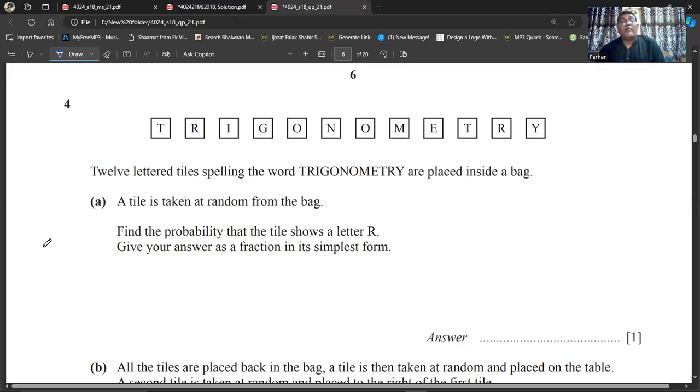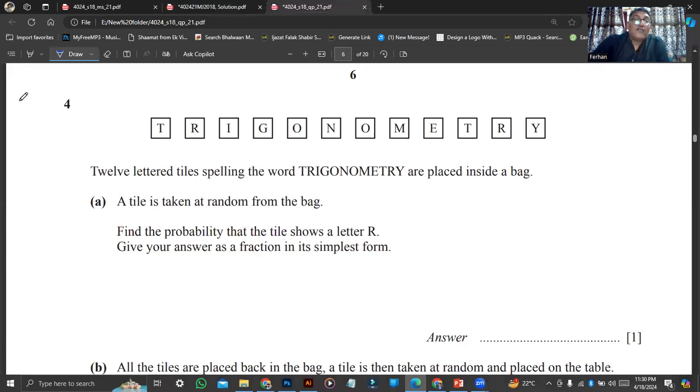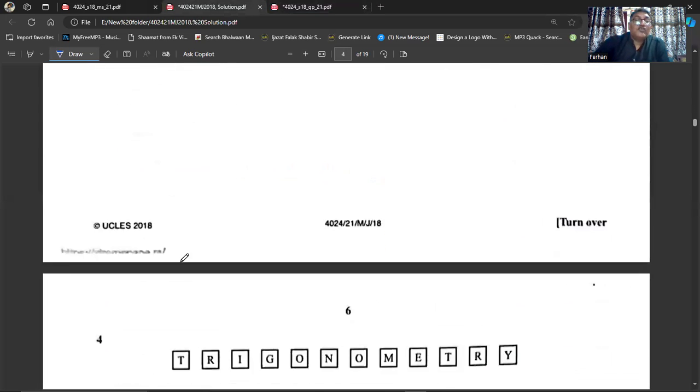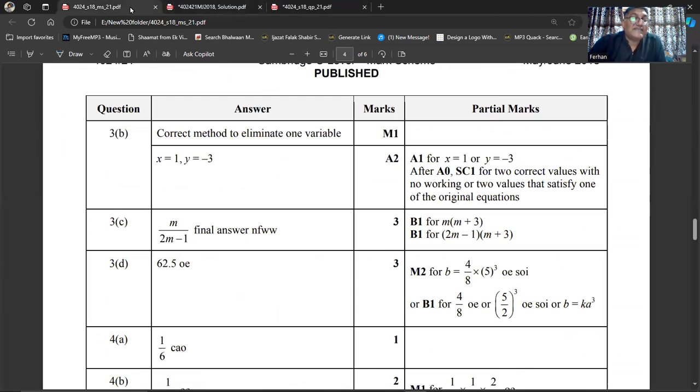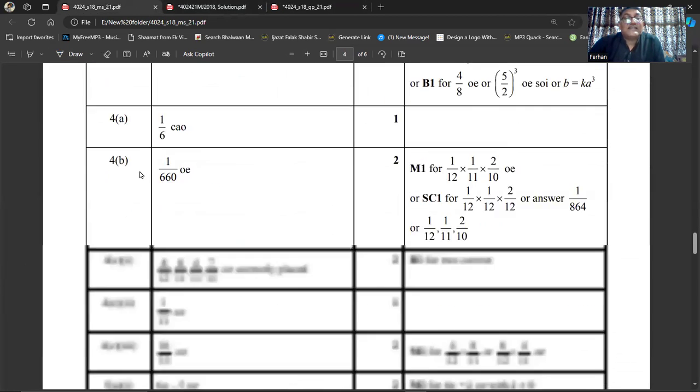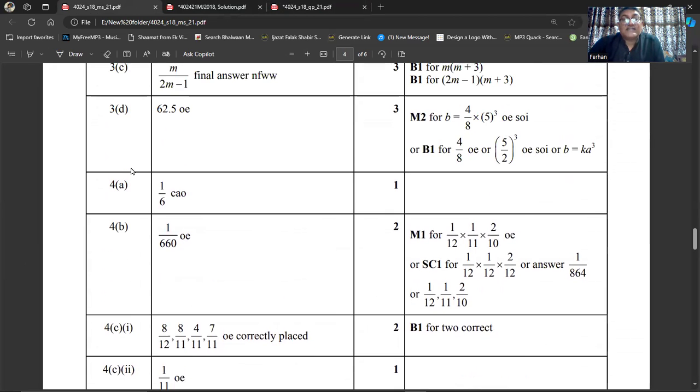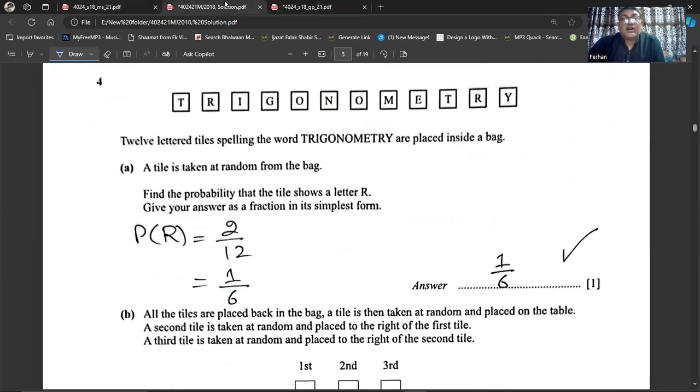You will see how many times the R is written there. R is written 2 times. So the probability of getting an R will be 2 by 12. So that will be 1 by 6. So my answer is 1 by 6. 1 by 6 is the right answer, sir. Okay, this is how this is done.